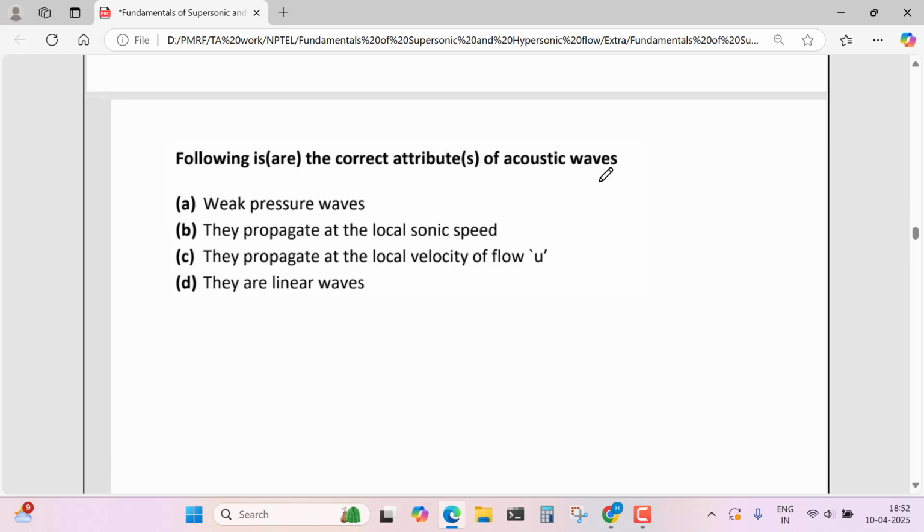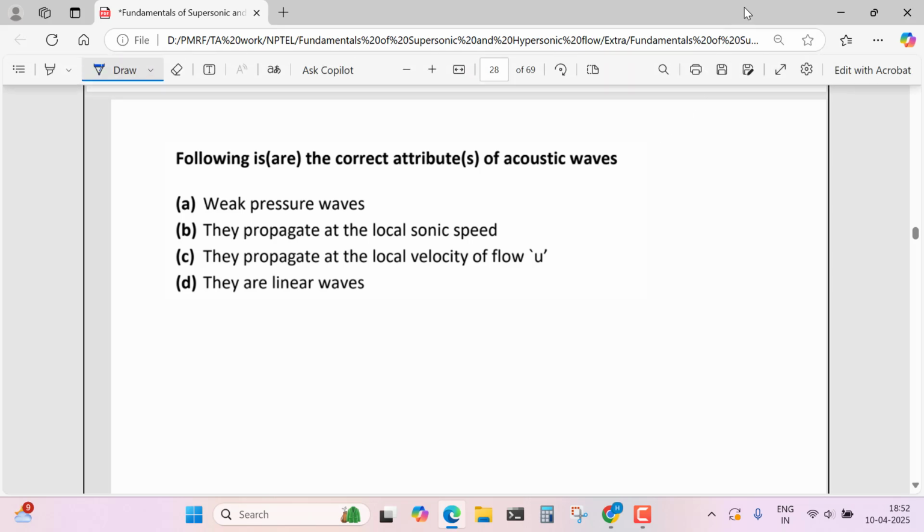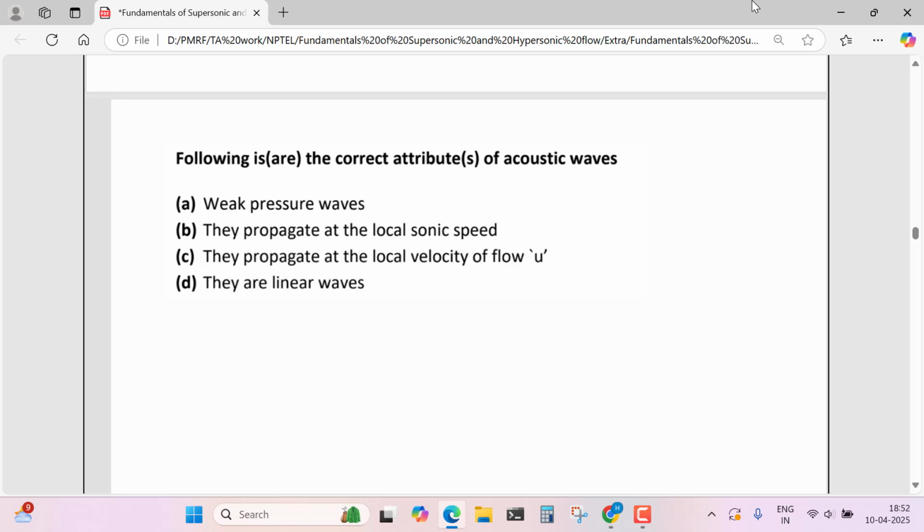We will see the next problem. Following is or are the correct attributes of acoustic waves. Option A, weak pressure waves. Option B, they propagate at the local sonic speed. C, they propagate at the local velocity of the flow only. D, they are linear waves.